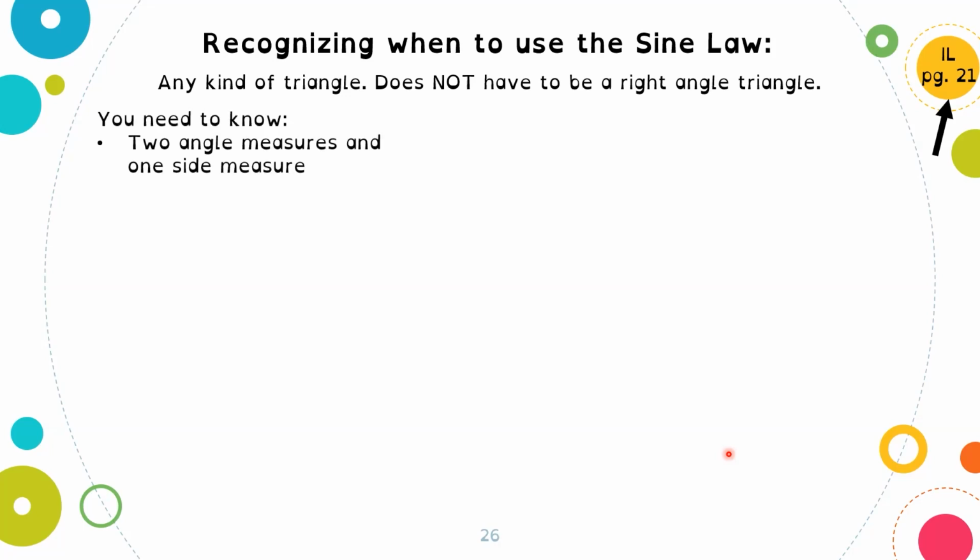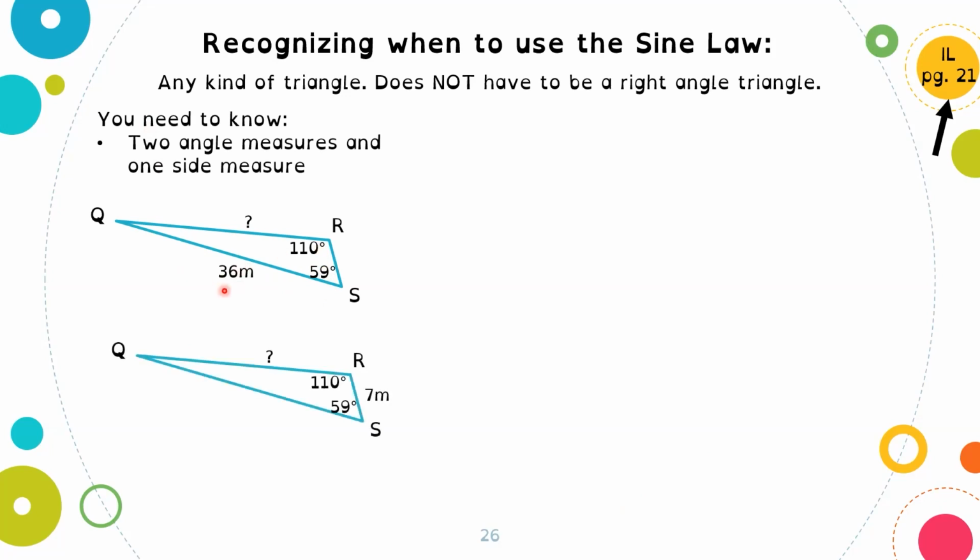You need to know 2 angle measures and 1 side measure. So if you have a triangle and you know 2 of the angles and 1 of the sides, you can use the sine law. It doesn't matter which side it is that you know and which side you don't know, as long as you know 2 of your angles.